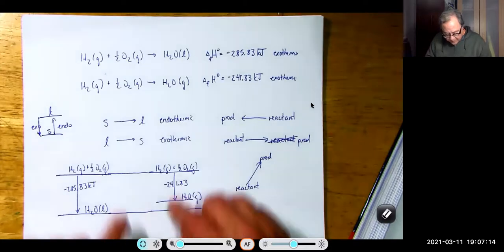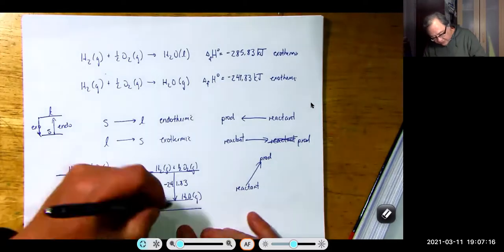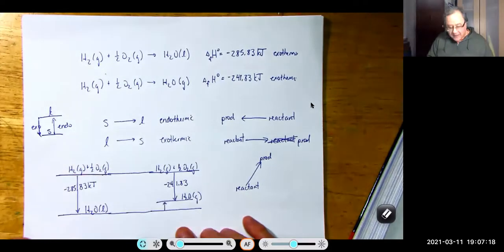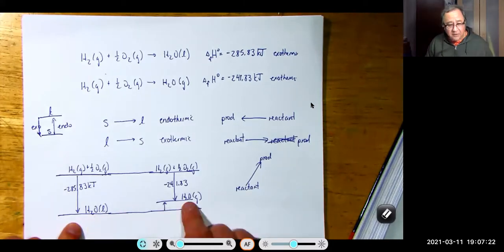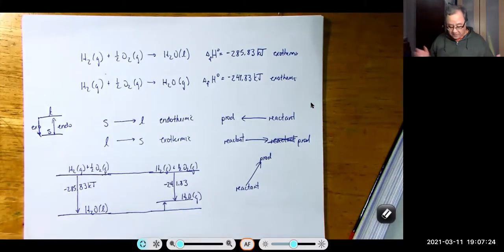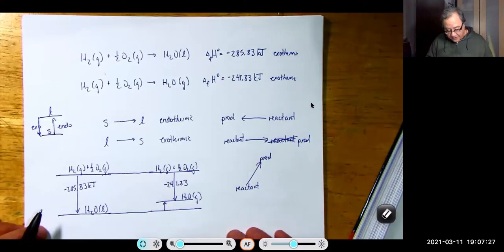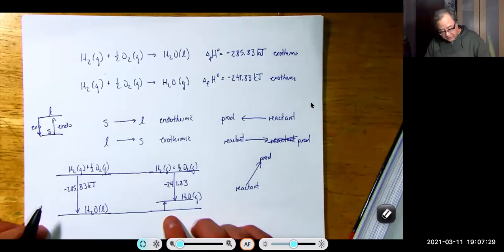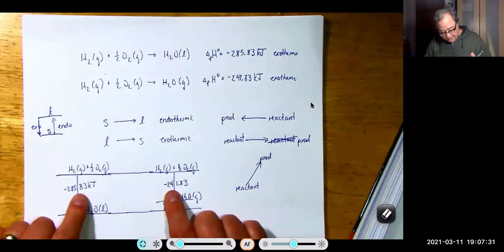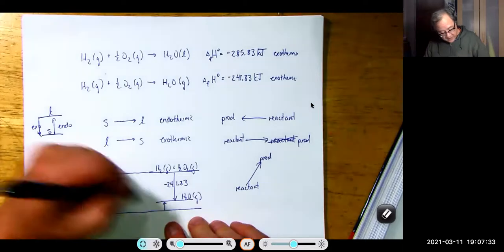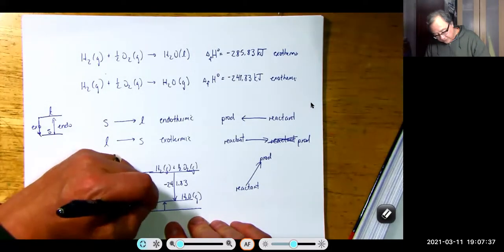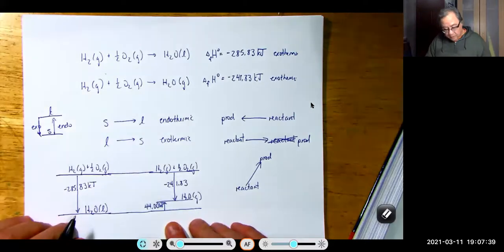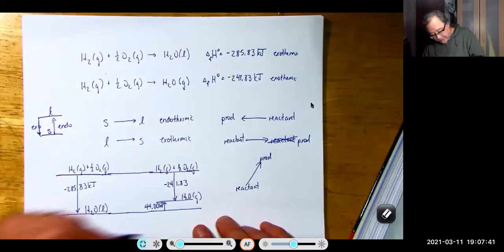these two diagrams over here and I draw a little arrow up, this says that we have to put energy in to take H2O liquid and turn it into H2O gas. Does that make sense? Makes total sense. How much energy do we have to put in? We have to put in the difference between these two values, which is going to be 44.00 kilojoules.